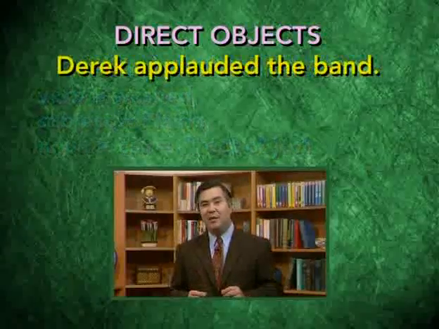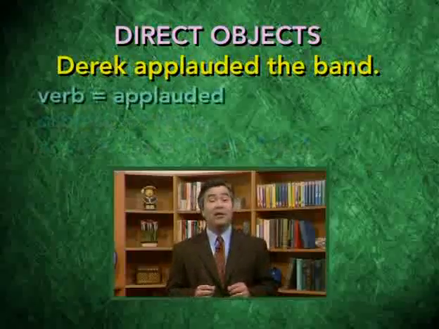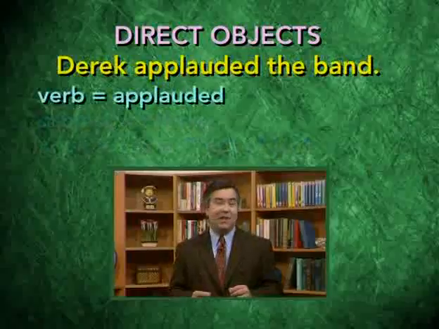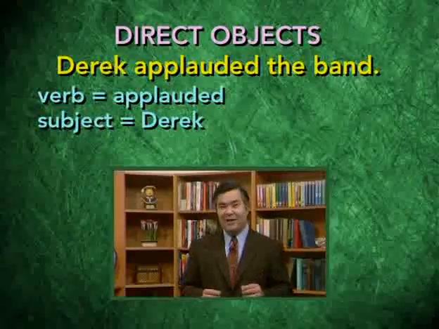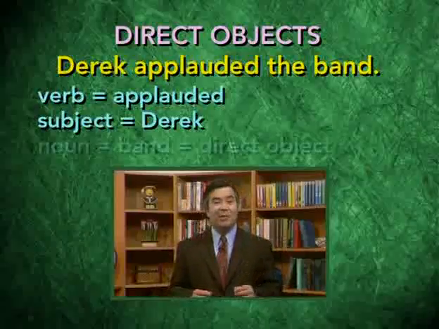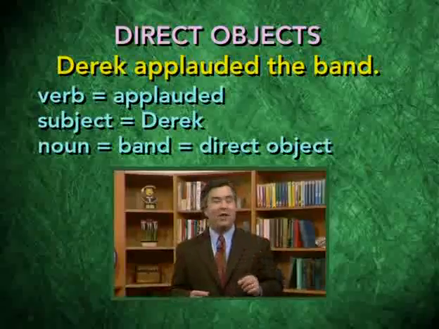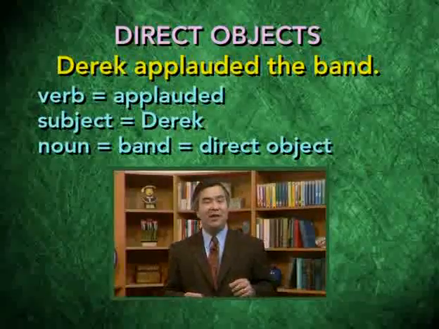One more example. Derek applauded the band. What's the verb here? Applauded. The subject of the verb? Derek. And who or what did Derek applaud? Well, Derek applauded the band. So band, that noun, is the direct object of the transitive verb applauded.